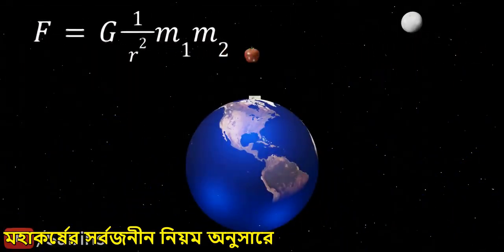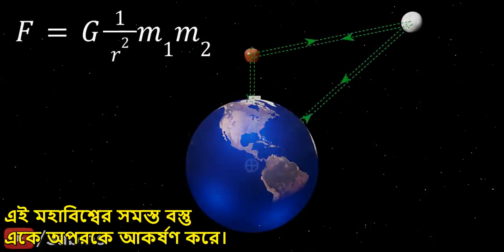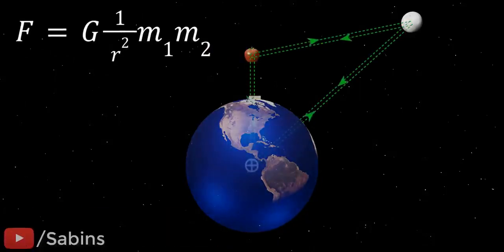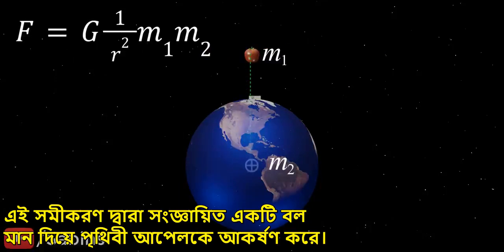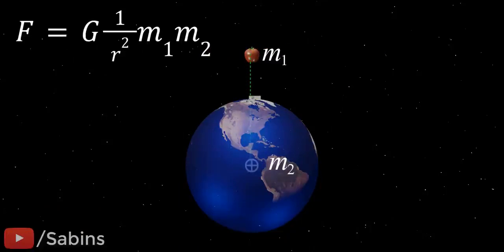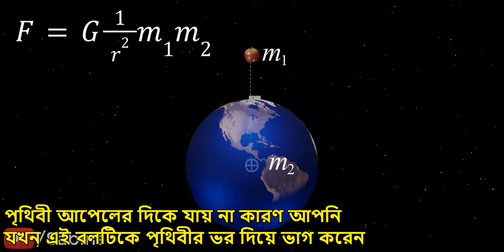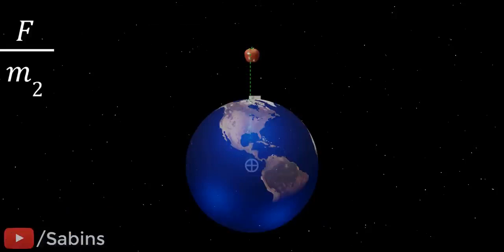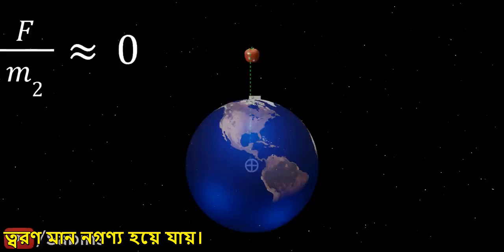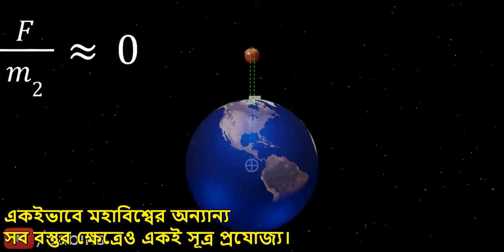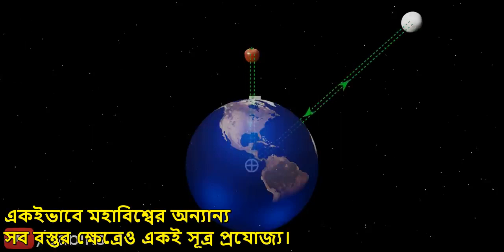According to the universal law of gravitation, all the objects in this universe attract each other. In this case, the Earth attracts the apple with a force value defined by this equation. The apple also attracts the Earth with the same force value. However, the Earth doesn't move to the apple because when you divide this force by the mass of the Earth, the acceleration value becomes negligible. The case is the same with every other object in the universe.